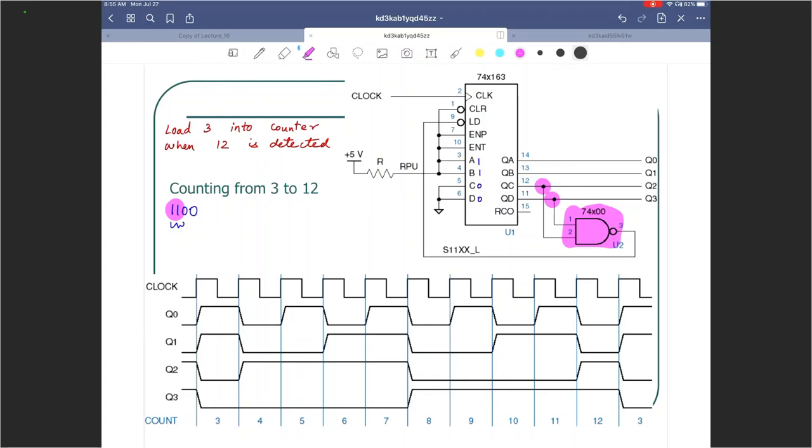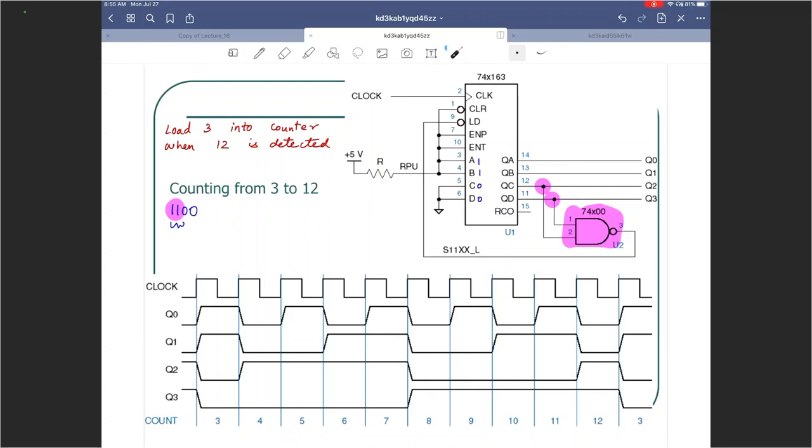I'm never clearing this, right? Clear is connected to high. I'm never clearing this. I have enabled the counter. ENP and ENT are connected to 1 as well. And that's how I would count from 3 to 12. Those counting sequences are shown over here: 3 to 12, 3 to 12, and it will keep repeating. But those increments will happen at the positive edges of the clock. So the simple statement is: load 3 into the counter when you detect 12.